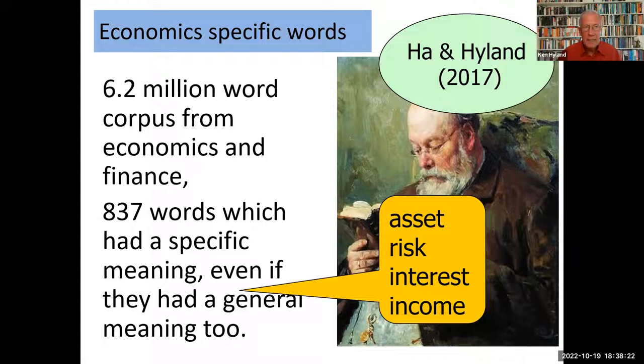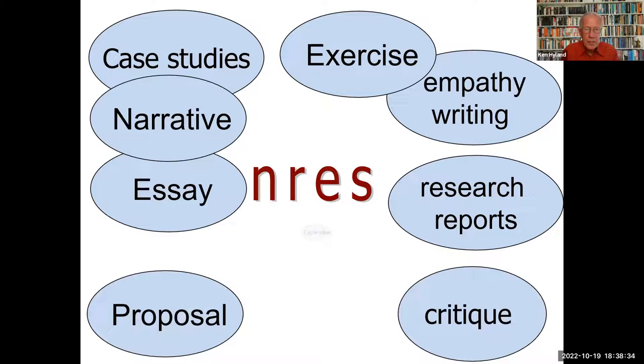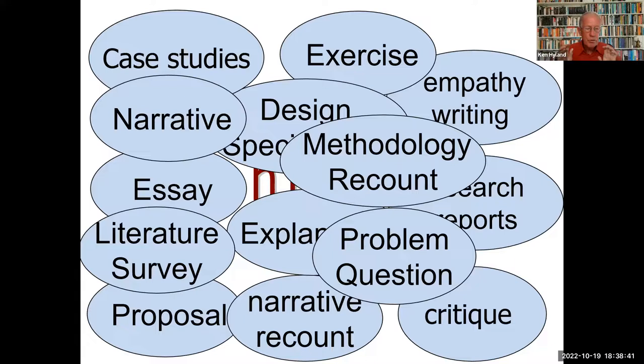We also know that different fields make use of different genres. So in their large-scale corpus study of 30 disciplines in UK universities, Nesi and Gardner found 13 different genre families, ranging from design specifications, research reports, explanations, through to critiques, which differ considerably in their social purpose, their genre structure, and the networks that they form with other genres.